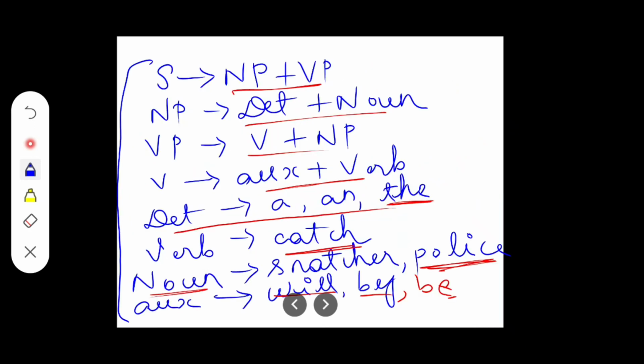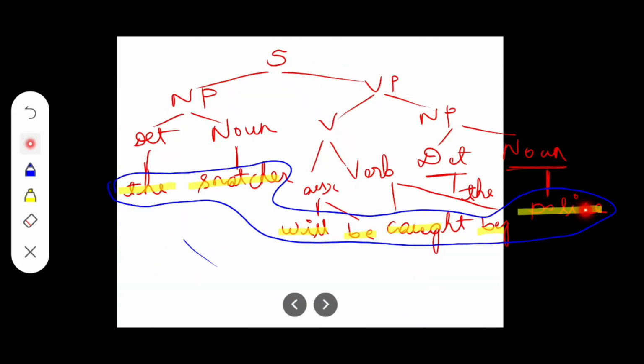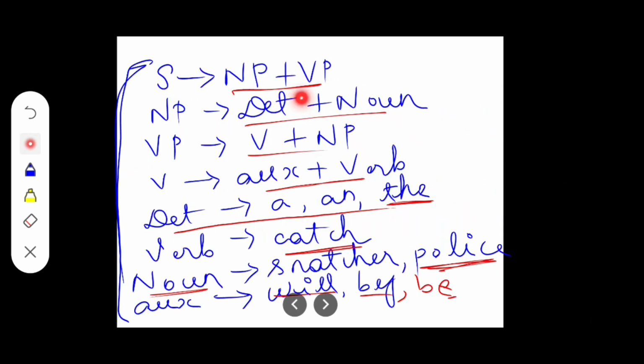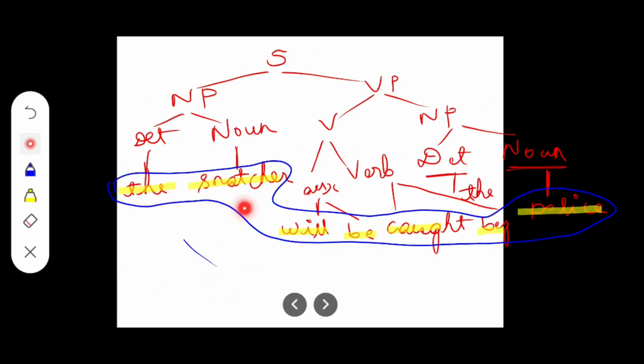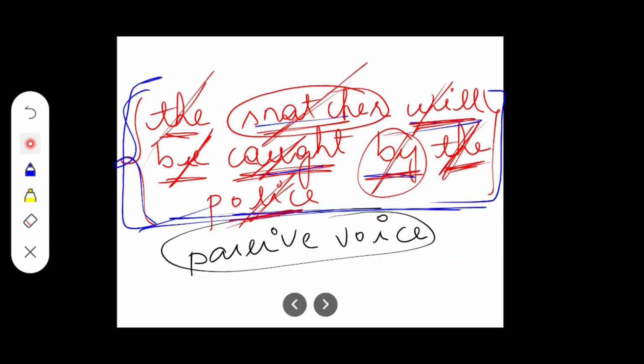So I have constructed the rules here. See, I have constructed the rules, and finally I have constructed the tree using these rules. So finally the terminal I have obtained is the snatcher will be caught by police. This is what the sentence is. The snatcher will be caught by the police.